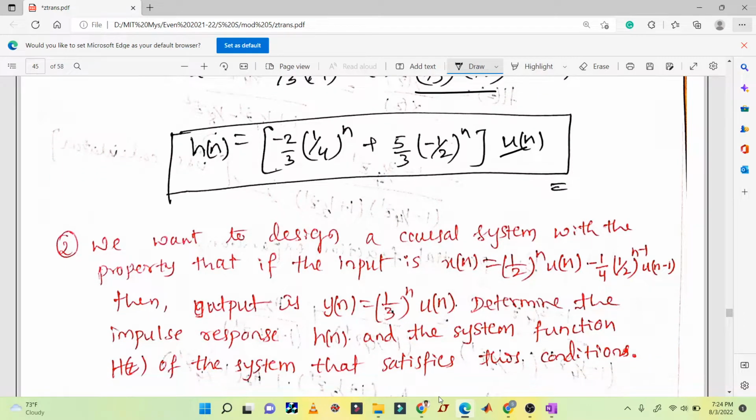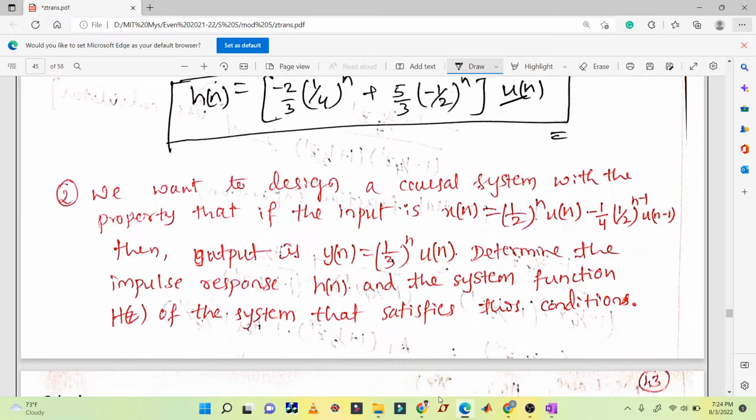So again, look at the question carefully. We want to design a causal system. Causal system means definitely n is greater than 0. It is a right-sided sequence. Whatever design we are doing, it is for the right-sided sequence. Here, input is x of n given, output y of n is also given. Determine the impulse response and the system function h of z.